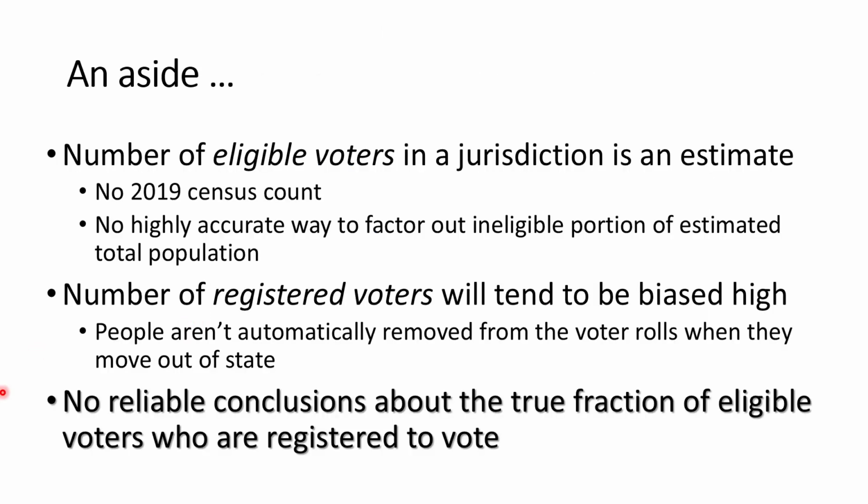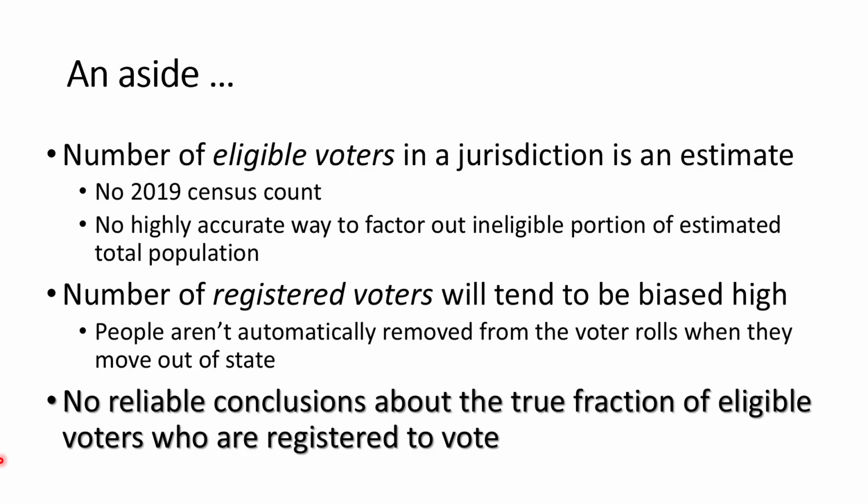I'd like to take an aside to talk about another set of claims my friend makes. When you look at the graphs he presents, he always shows a graph showing the number of eligible voters, the number of registered voters, and the number of actual votes. I'm not showing the number of eligible voters because I don't think we have a good estimate of them. There was no census in 2019 that we can use to give us a true number of that. I don't know of a highly accurate way to factor out what portion of the estimated total population is eligible or not eligible to vote.